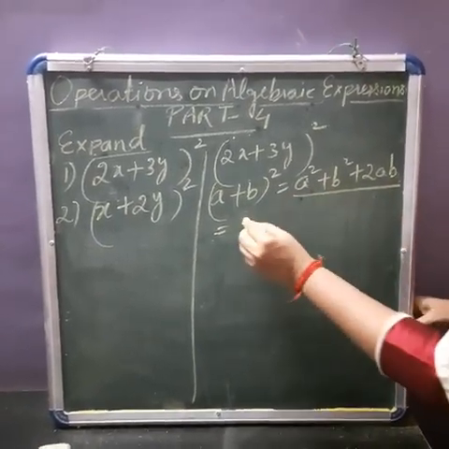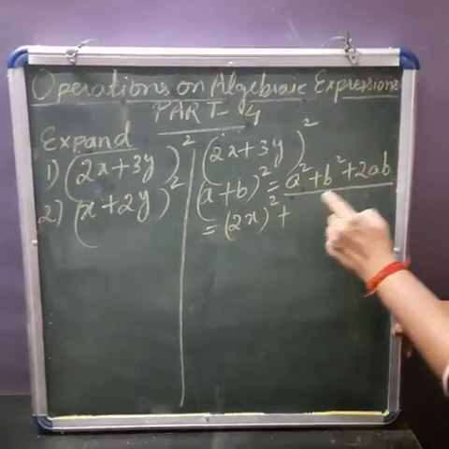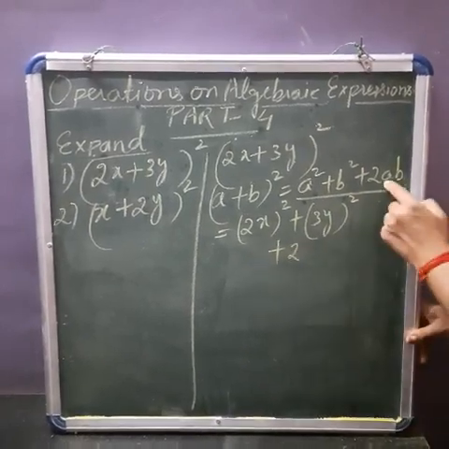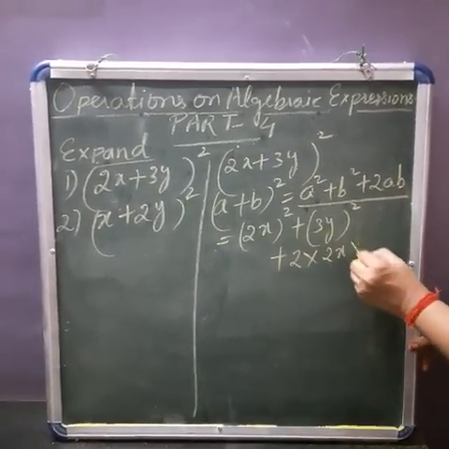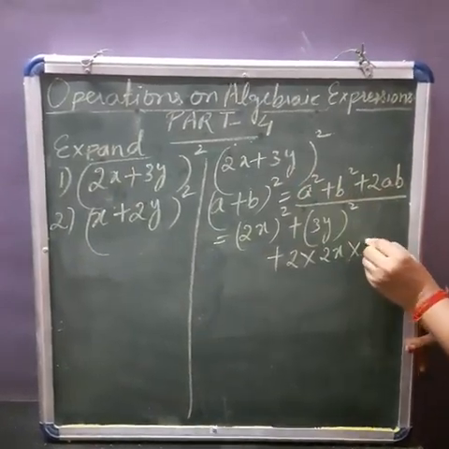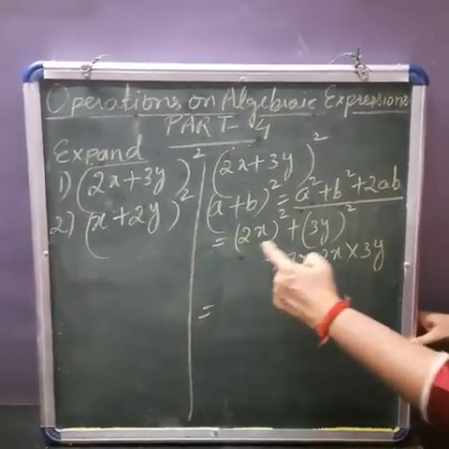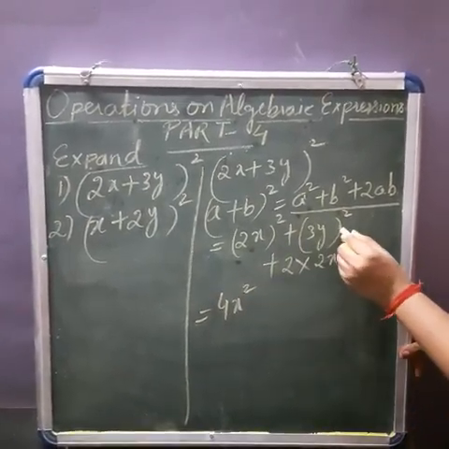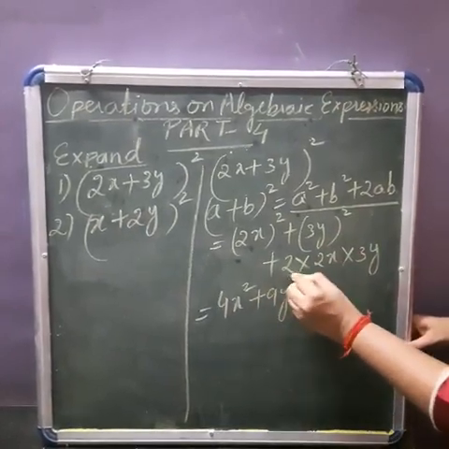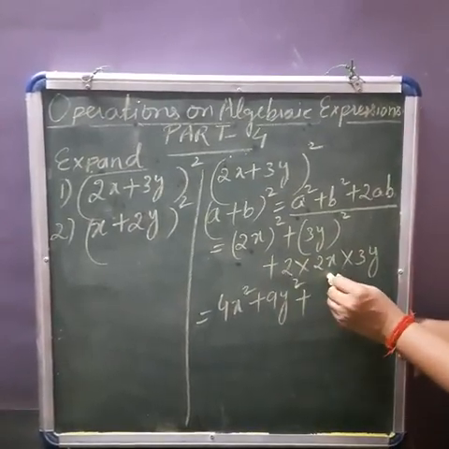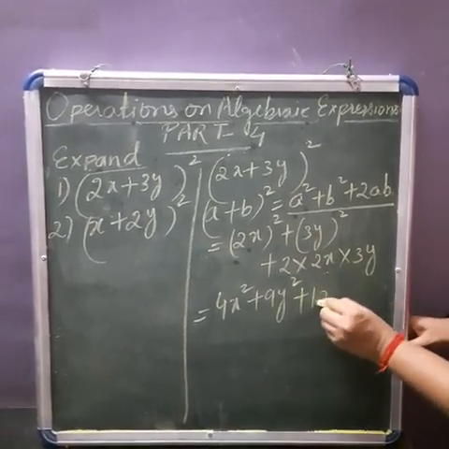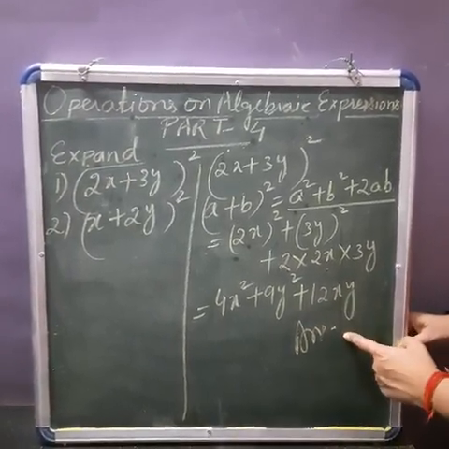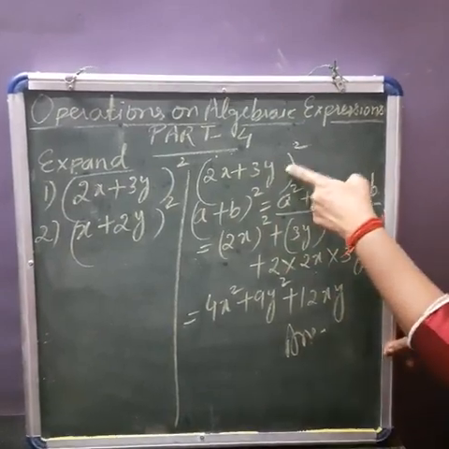So what is the value of a over here? 2x whole square. What is the value of b? It is 3y whole square, plus 2 multiplied by the value of a, which is 2x, and multiplied by b, that is 3y. In the next step you will open the bracket. (2x) whole square is coming 4x square, plus (3y) whole square, 9y square, plus 2 multiplied by 2, 4 multiplied by 3, 12xy. So this is the expansion for this bracket, (2x + 3y) whole square.